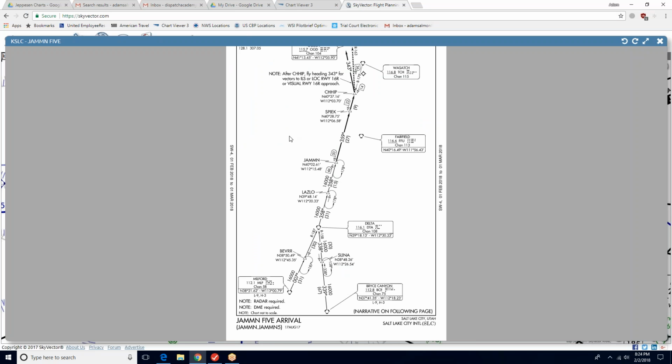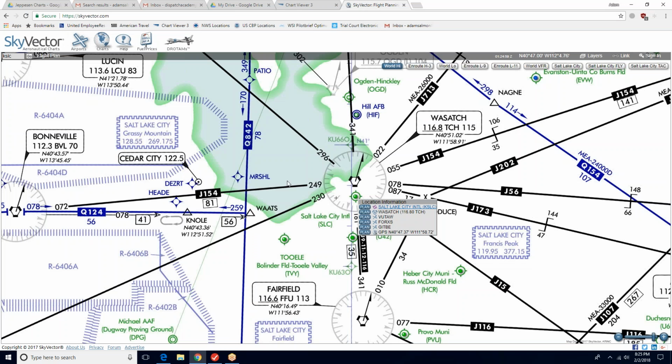So once again, this is the government chart here. But yeah, you can get into all of them on SkyVector as well. So it has everything that you need on there. Any other questions on SIDs and STARs? Once again, just that basic understanding of what they are is really what you need to know for right now.